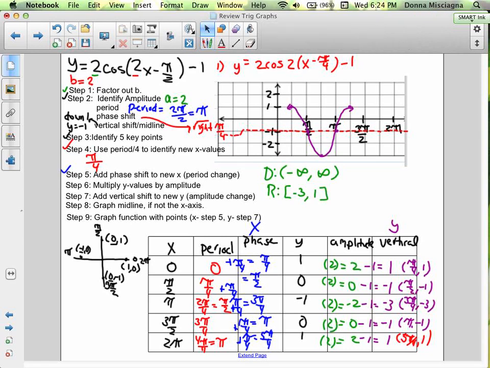All right, so we will look a little bit at tangent, but we will not really spend a whole lot of time graphing tangent, just finding some key characteristics of the graph of tangent.